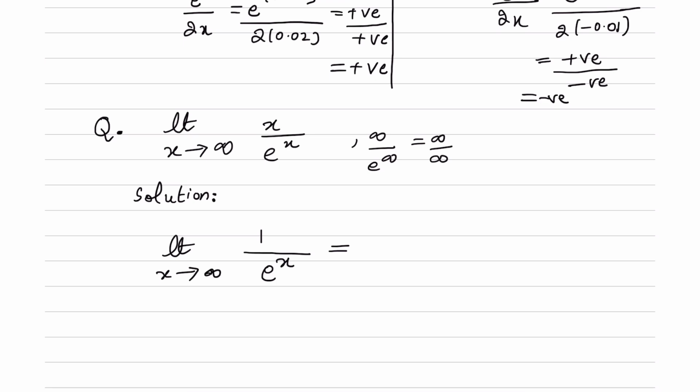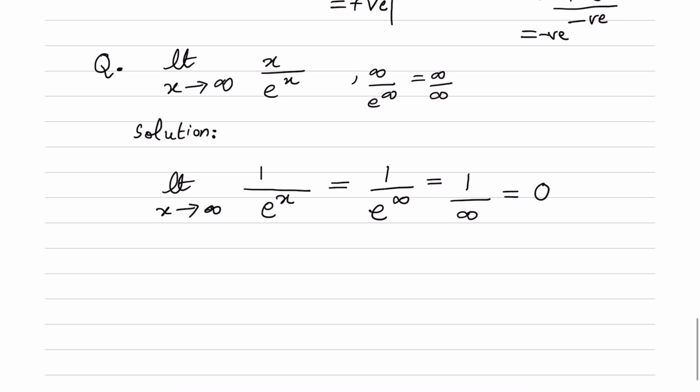But this expression is already simplified, so we will simply apply the limit. It gives us 1 over e power infinity. E power infinity is infinity, so we get 1 over infinity. 1 over infinity is 0, and this question is done.